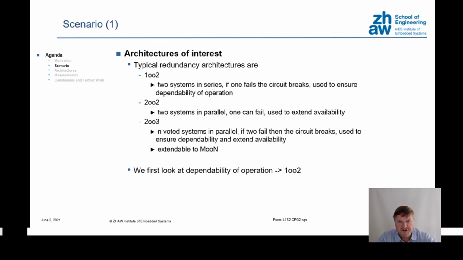So if we look at redundancy architectures, we have 1 out of 2, which is 2 systems in series. If one fails, the circuit will break. We can guarantee a certain dependability of operation here. If we have 2 out of 2, we have 2 systems in parallel, one can fail, used to extend availability, and 2 out of 3, if 2 fail, then the circuit will break. We can use this to ensure both dependability and extend availability, if of course we ensure the maintenance of that platform. This architecture is also extendable to M out of N processing units in our case. So we're looking here at 1 out of 2 systems in this presentation.